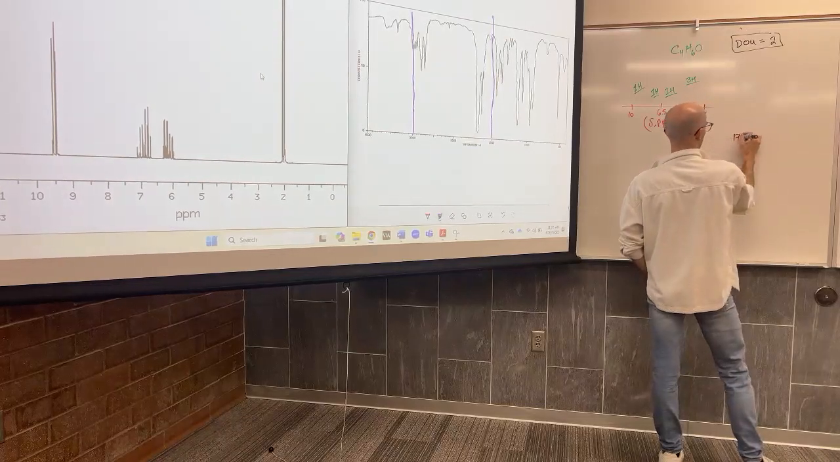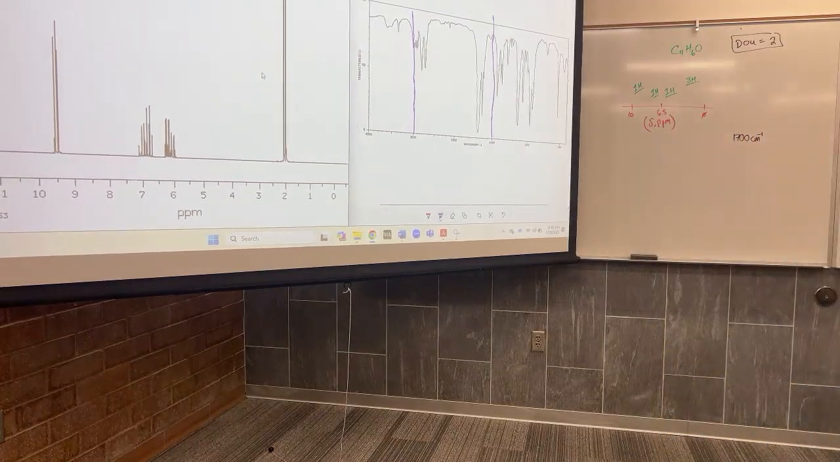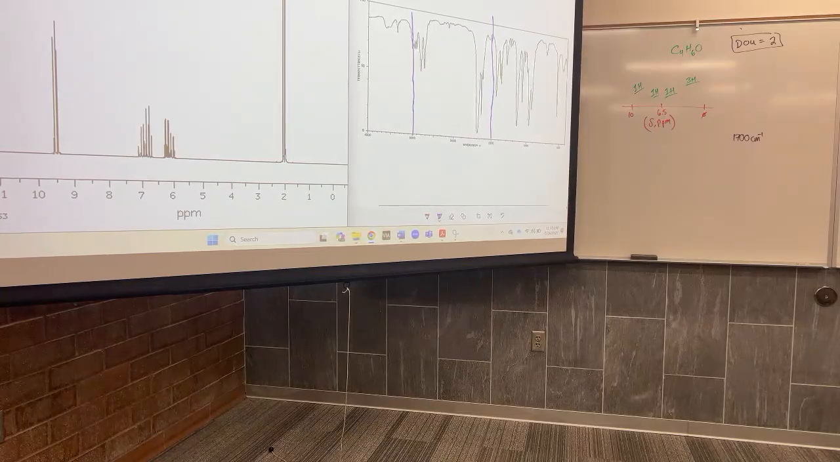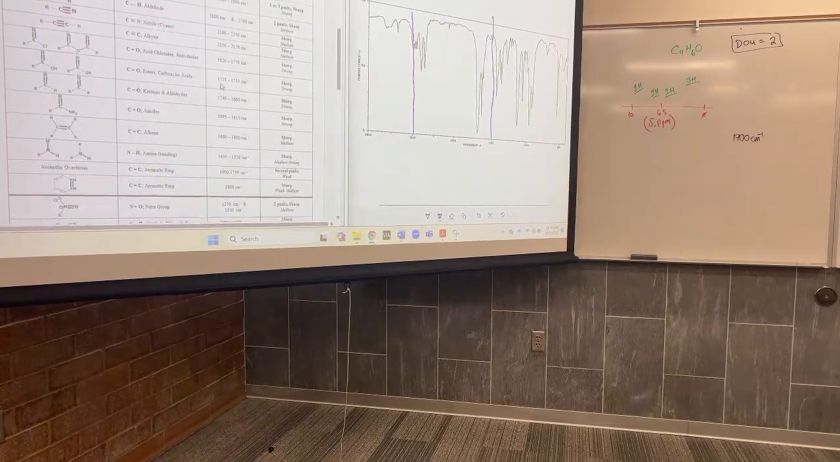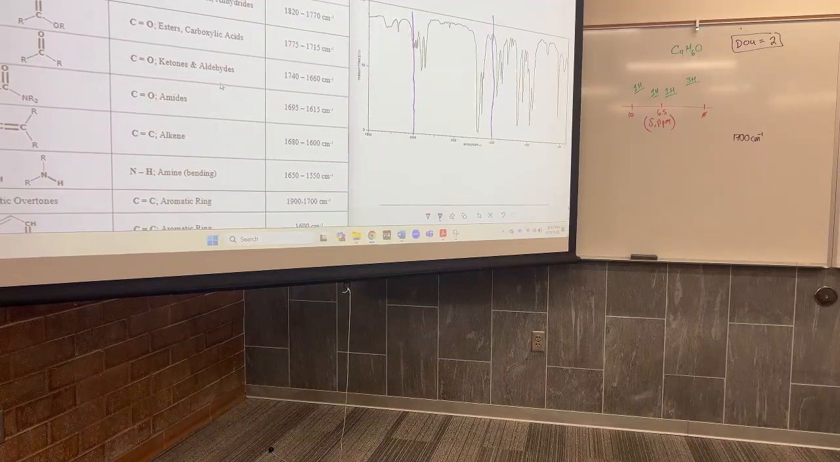1700 wave numbers. Correlation table. Don't try and guess this stuff. Please don't. I'm going to zoom in on those that absorb in the 1700 region.